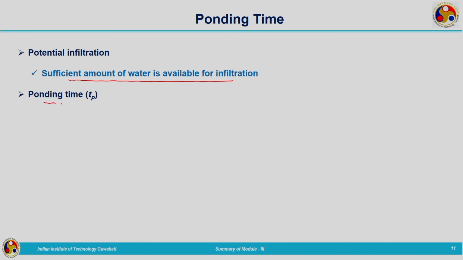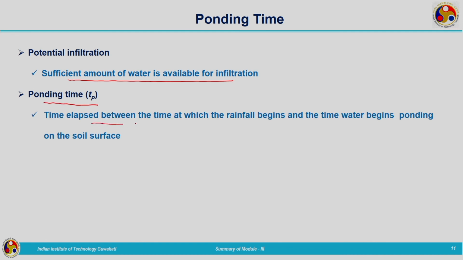Majority of the equations are giving the potential infiltration values, that is, sufficient amount of water is available for infiltration to take place. So, there we have explained the concept of ponding time: the time elapsed between the time at which rainfall begins and the time water begins to pond on the soil surface. That in-between time is considered the ponding time. So, when we talk about potential infiltration, we are considering that ponding has already taken place, or sufficient water is there to infiltrate.